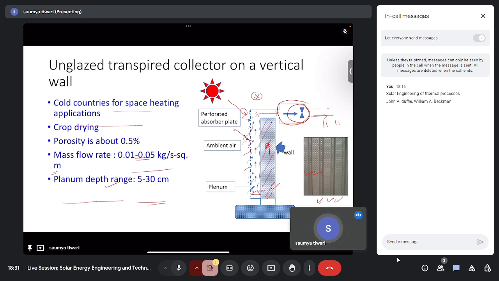So as air passes along the side of this wall, the air gets heated, and then the blower is sucking the air in the upward direction, and due to density difference also it will rise. So then this hot air is used, at a particular air conditioning or given temperature or moisture content, and fed to a given space. This is a very typical space heating application in cold countries. It can also be used for crop drying, and the plenum depth ranges from 5 to 30 centimeters.